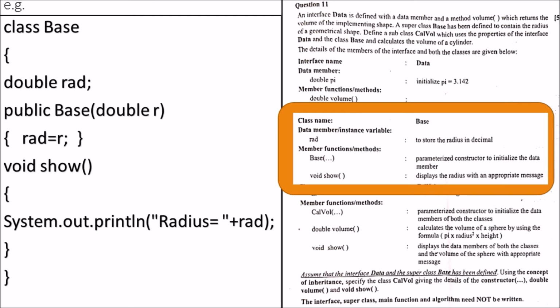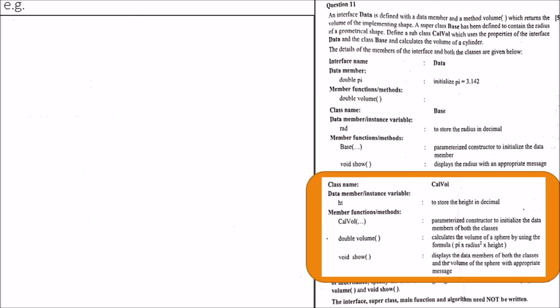Then the function void show displays the radius with an appropriate message. So you can see we are displaying radius equals rad. So this is the definition of this superclass base. Now at last, the class name is calvol, which is going to inherit both the interface and the class base.